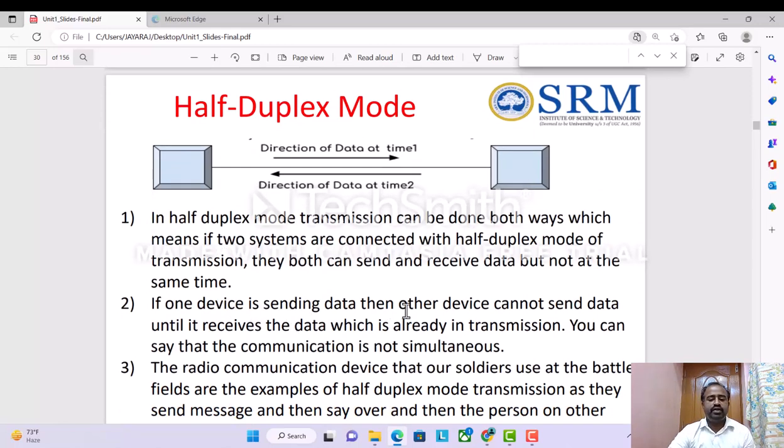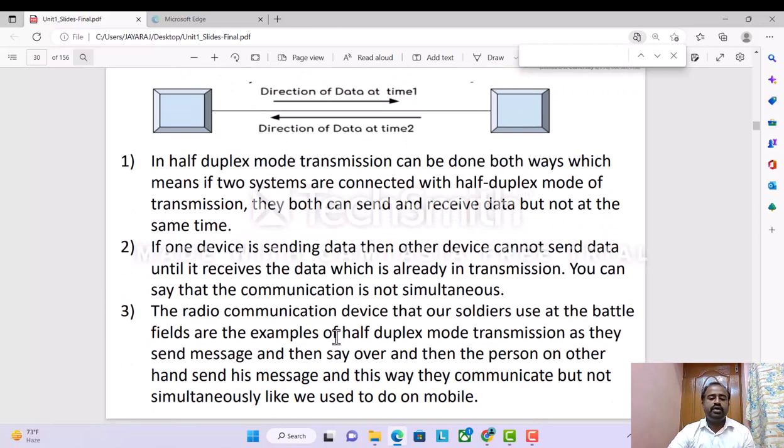That's the same thing. A device sending data cannot send until it receives the data which is already in transmission. You have to wait. The radio communication device, the walkie-talkie, works this way: one has to wait till the communication ends and then they will use the same line for communication. They can send the message and say over, the message has been transferred, and then the person on the other end will receive the information and start communicating after he receives the over message, like we do on the mobile, when we say hello.